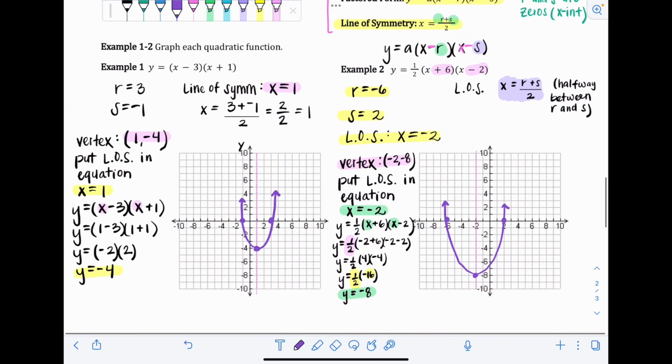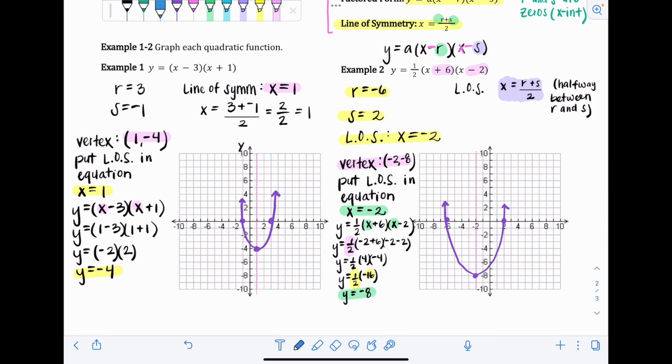Okay, so the biggest thing is knowing the steps. I'm going to label these steps in case that makes it easier for you to refer back to. First, you find R and S, and remember that they're the opposite of what they look like. And then second, you find the line of symmetry, and you can find that two ways. You can find it by looking at the graph and finding the middle point between the two intercepts that you put on the graph, or you can use the line of symmetry formula. It's totally up to you.